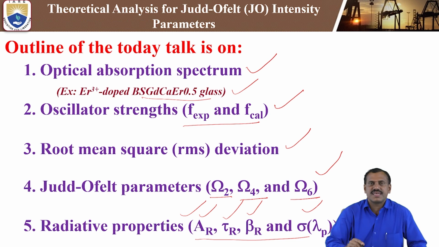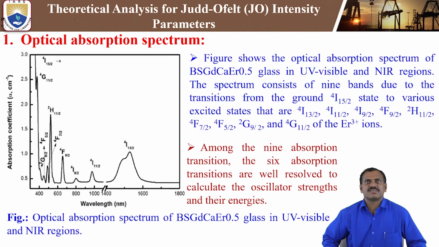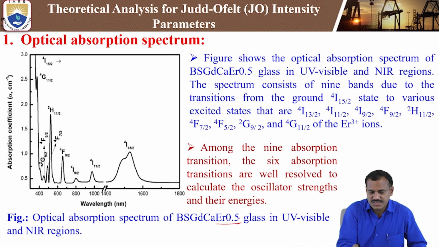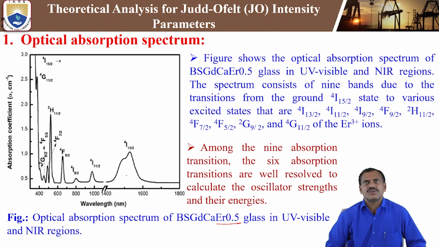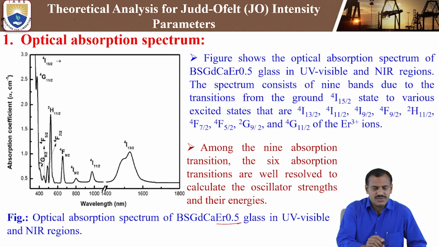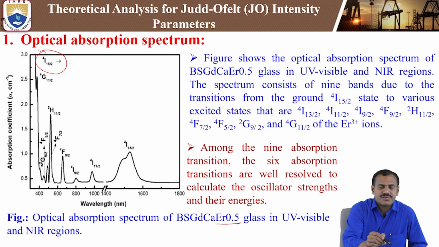For example, we are here taking the erbium 3+ doped silicoborate glass sample. This is the optical absorption spectrum, with an erbium concentration of 0.5. Using the absorption spectra only, we are calculating the JO parameters, that is the intensity parameters. In erbium 3+, the ground state is 4I15/2. From this ground state, we are observing different excited-state transitions.